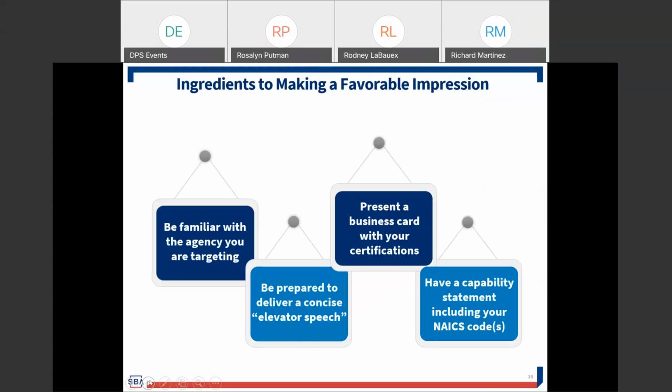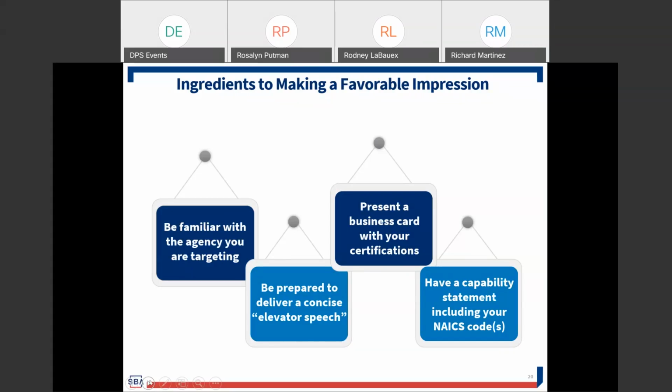So when you are in a position to have a meeting or meet with a federal representative, whether it's a small business liaison person, or if you're lucky enough to get with a contracting officer or with an SBA representative, be familiar with the agency you are targeting. Do your research on that agency. Be prepared to deliver a concise elevator speech. You want to be quick, but you want to touch on key points.